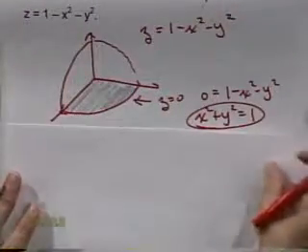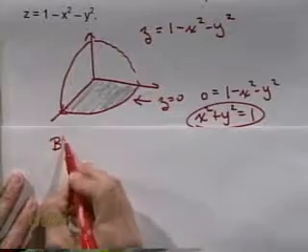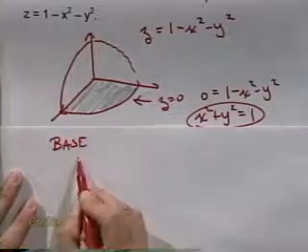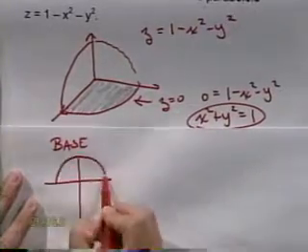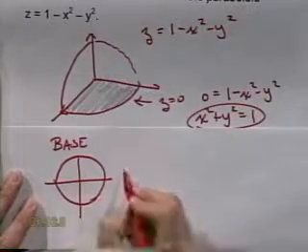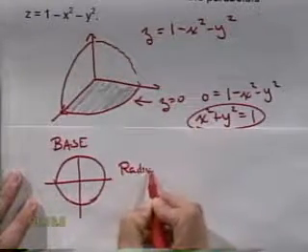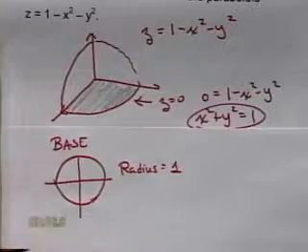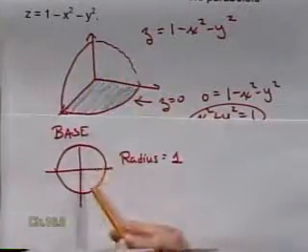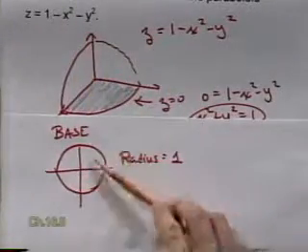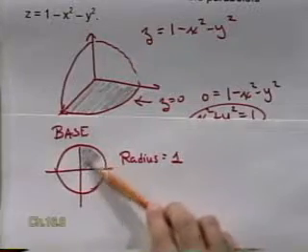Okay, so if I wanted to draw my base, what does my base look like? It might help to draw the base. Your base is a circle of radius 1. Okay, the radius is 1. Except we're in the first octant, which has x positive and y positive, so we're in just this region right here.